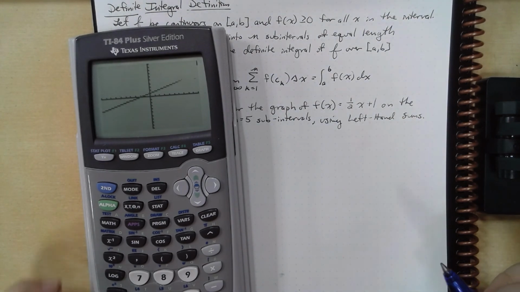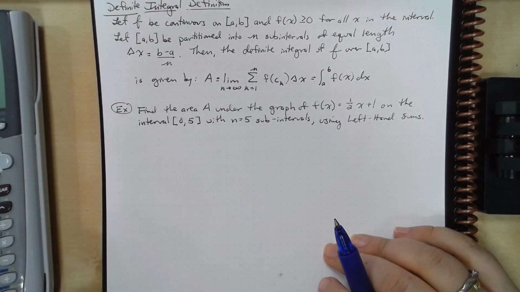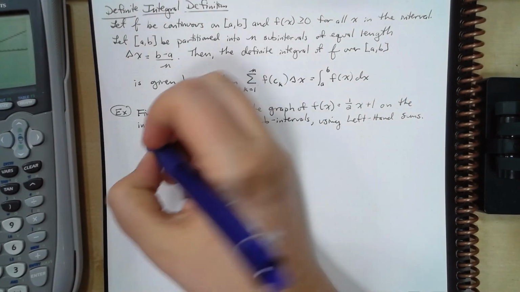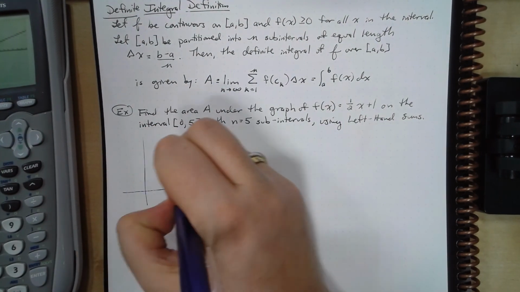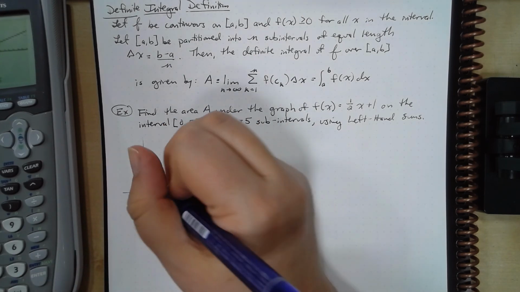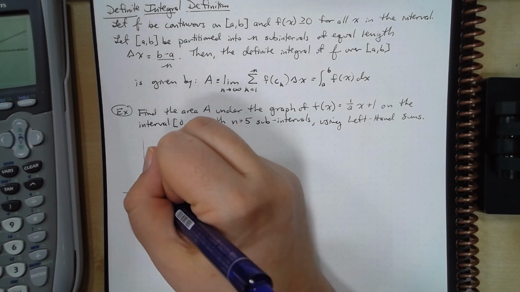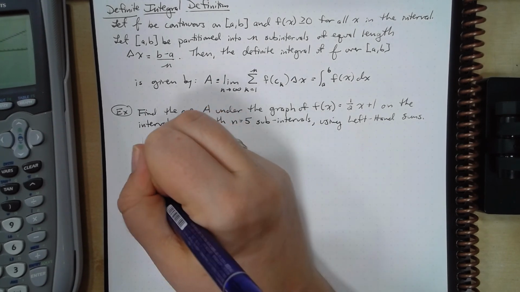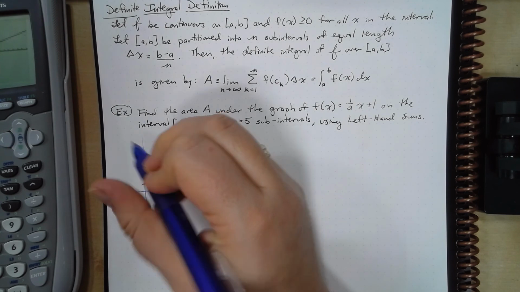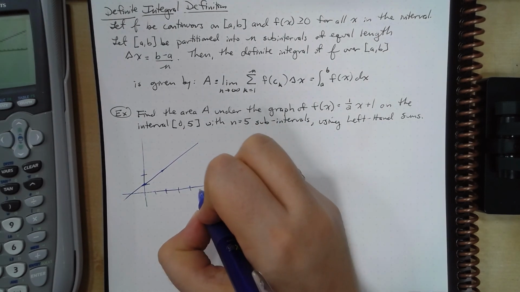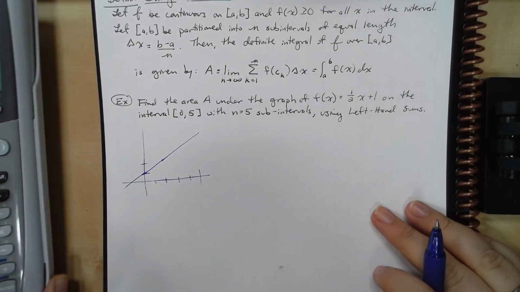All right, so we've got a graph here. Trace, 0, 1. Okay, so at 0, we're at 1. At 1, at 2, we're at 2. Okay, you get it. We've got a graph there, right? 2, 3, 4, 5. We're going from 0 to 5, so I might as well.